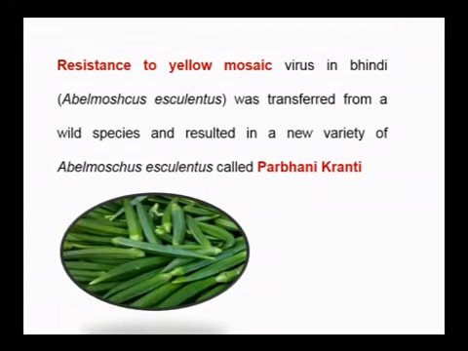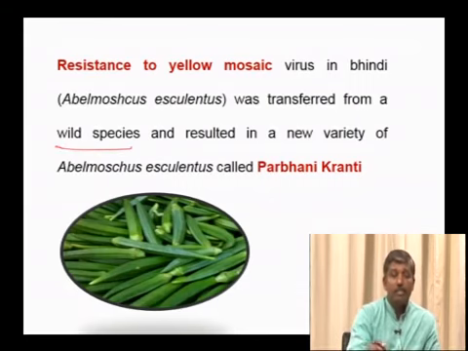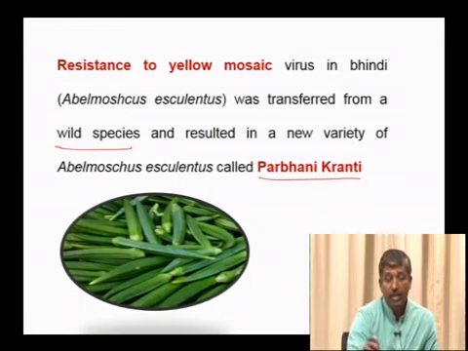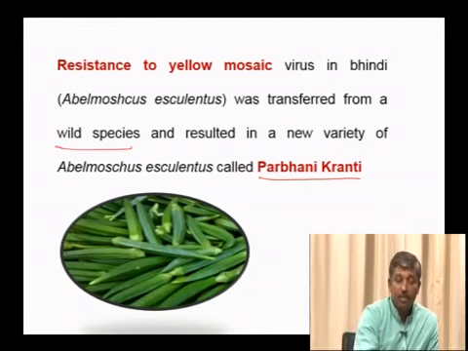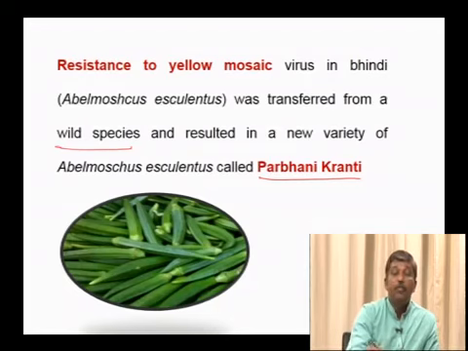Another example is resistance to yellow mosaic virus in bindi, or Abelmoschus esculentus. This was transferred from a wild species. This resulted in a new variety of Abelmoschus esculentus, or bindi, called Parbhani Kranti. This Parbhani Kranti was developed by crossing with a wild species, so it is not mutation breeding.